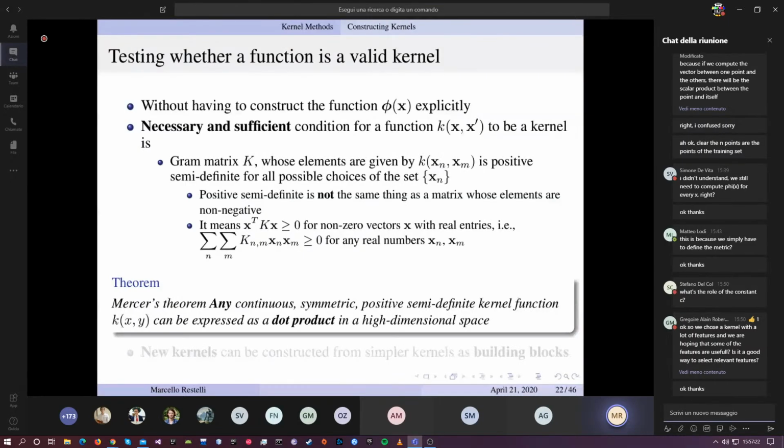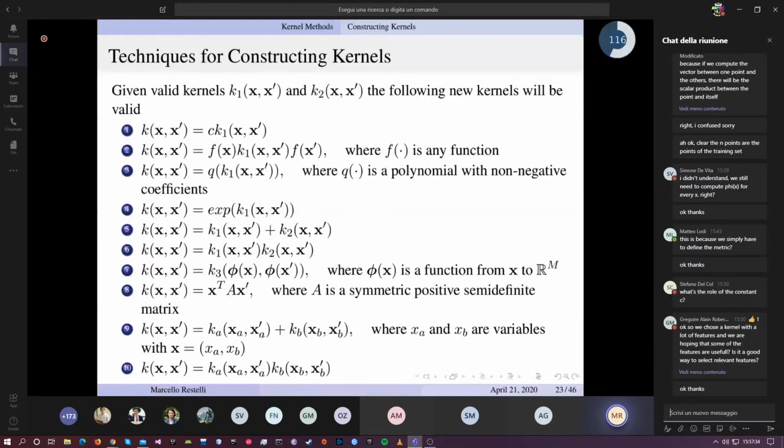Another way for building kernels that is very interesting is by combining existing kernels using some functions that are allowed. And these are the functions. For instance, you have a set of operations that preserve the validity of a kernel. So suppose that you have some kernels that are valid. So you start with kernels that you know are valid because you have proved it in another way. Once you have these valid kernels, you can combine them in many different ways, and you can still preserve validity.